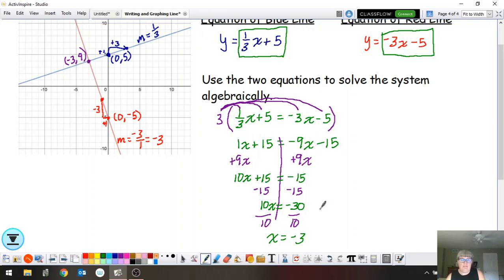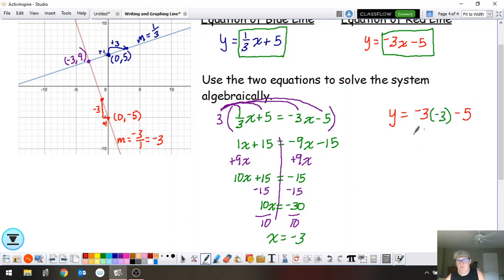But now I need to solve for y. So now that I know what x is, I need to plug it in or substitute it into one of these two equations to solve for y. I'm going to go ahead and use the equation of the red line just because there isn't any fraction in it. So to find y, I'm going to use the red line, and I'm going to substitute the negative 3 that we found in for the x, and simplify the right-hand side of that equation.